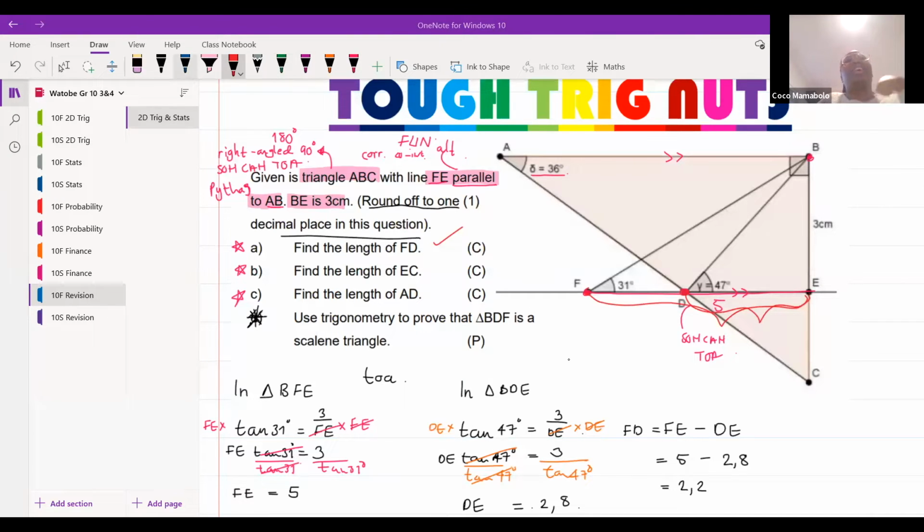Now let's look at what Anotida's just done. I'm going to add in some of these sizes that he's given us, because he's really helped us out a lot. We know that DE is 2.8 and we know that FD is 2.2. That's how much information we've gotten so far. Now it says find the length of EC, and I wonder if there's anybody who'd like to venture how we could possibly find the length of EC. Think of the way Anotida has just worked this whole thing by using triangle on top of triangle. Anybody got any idea?